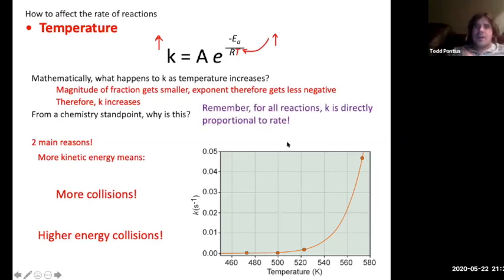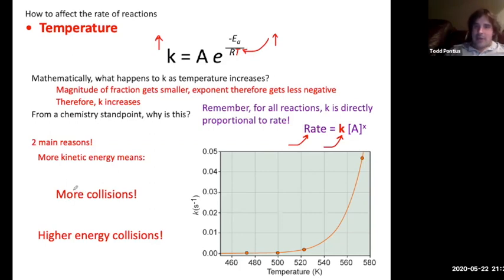Also, want to keep in mind that for all reactions, k is directly proportional to reaction rate. So if you double k, that means the reaction rate doubles. If you triple k, that means the reaction rate triples, because k is always a constant that goes at the beginning of our rate law. So whatever you do to k, the same thing is going to happen to the rate. If you double k, the rate doubles. If you triple it, the rate triples, et cetera. This is independent of the concentrations. This is actually adjusting our rate constant.